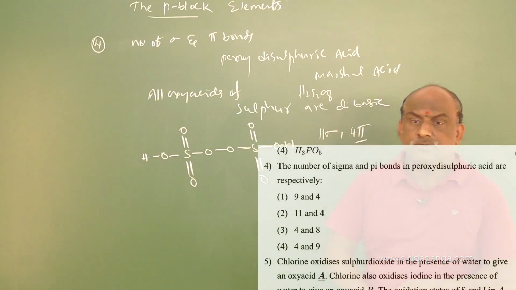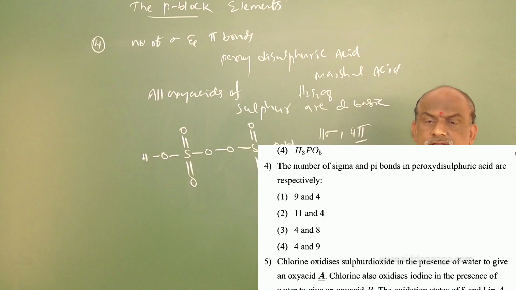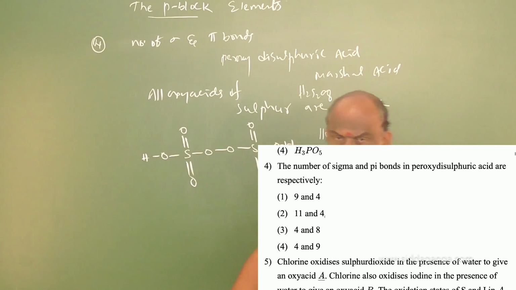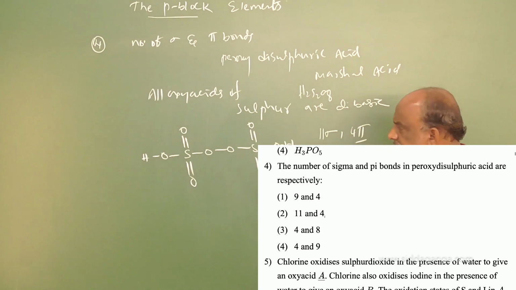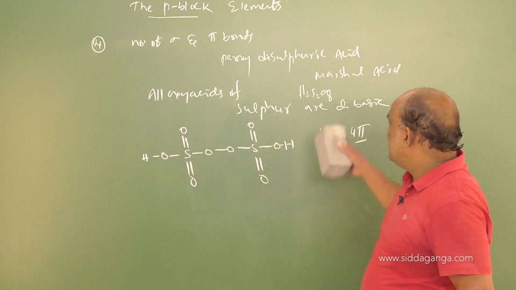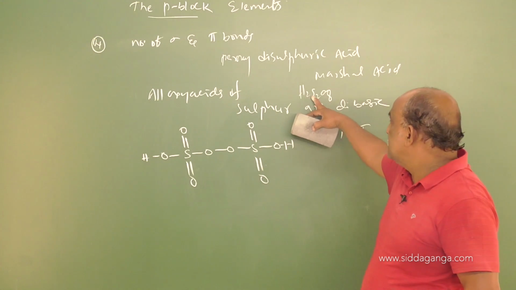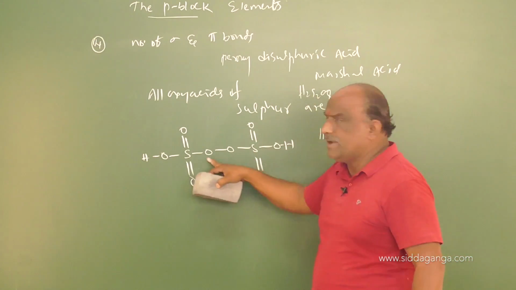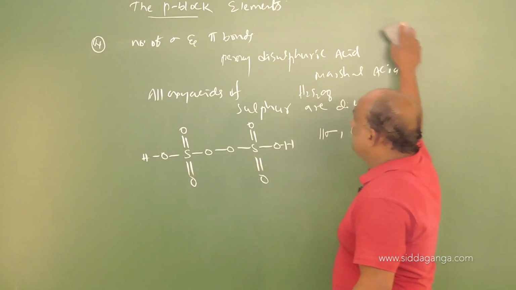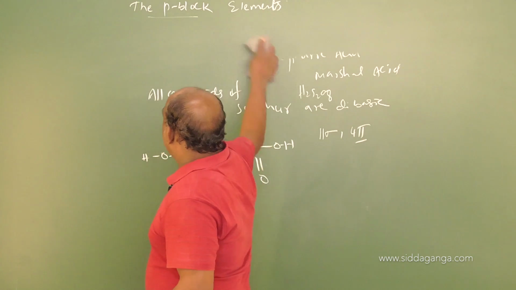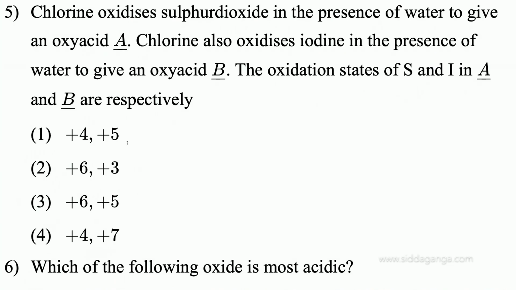So if you know the structure only, you will get the answer. So answer 2 is the right option for question number 4. Make a note: answer 2, draw the structure, then you will get an idea about this. And in this example, the sulfur oxidation state is plus 6, even with the presence of the peroxy bond. And next one, question number 5. Next question is question number 5.